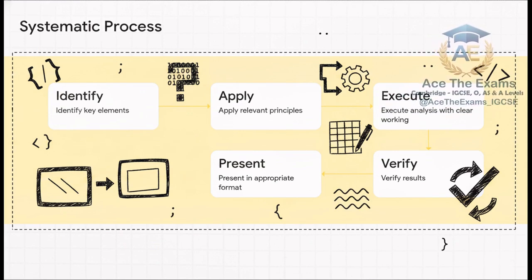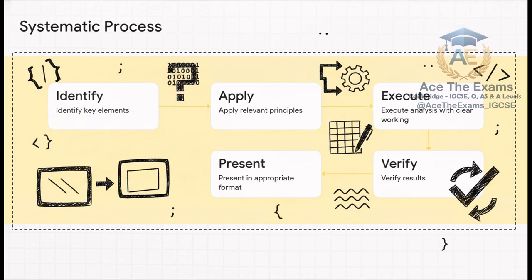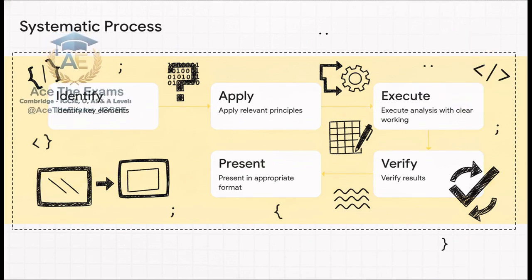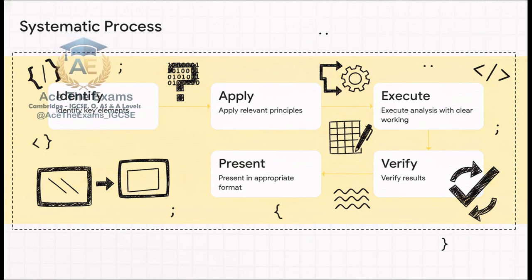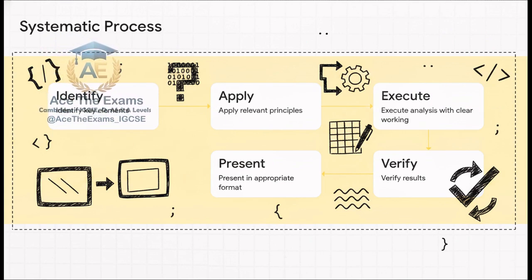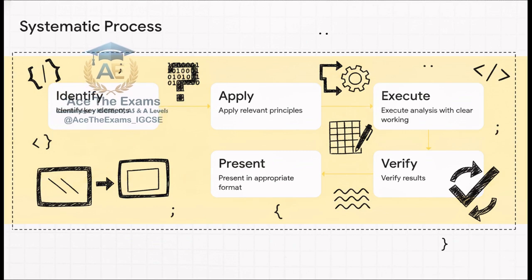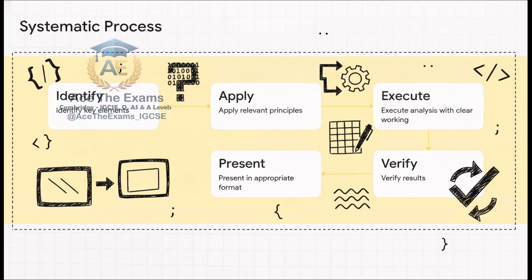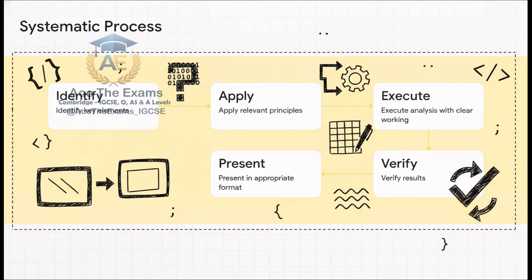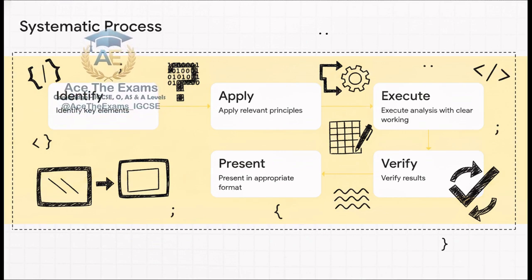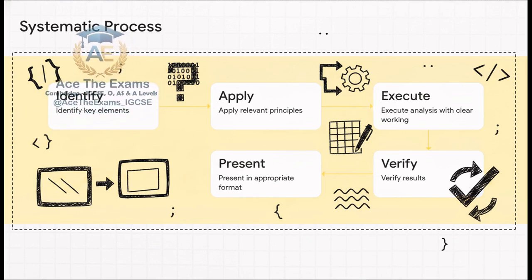Step 2, apply relevant principles. If it's a for loop, you know instantly that the number of iterations is predetermined. If it's an if-else, you know there's a Boolean condition being evaluated right there. Step 3, execute analysis with clear working. This is where you actually draw your trace tables. You track every single variable as it passes through the loop. You write out those PEEL paragraphs we just discussed.